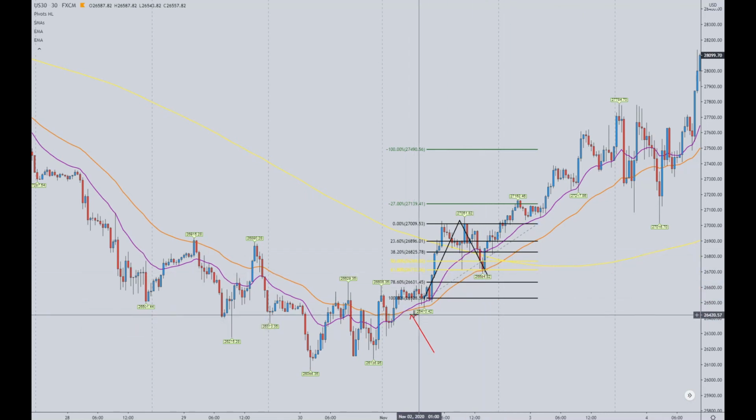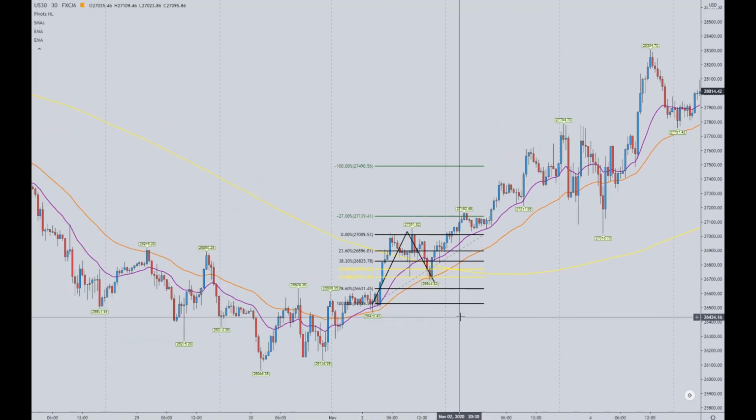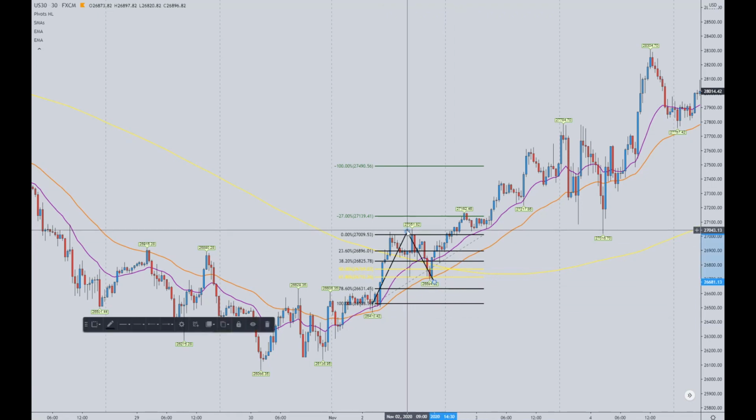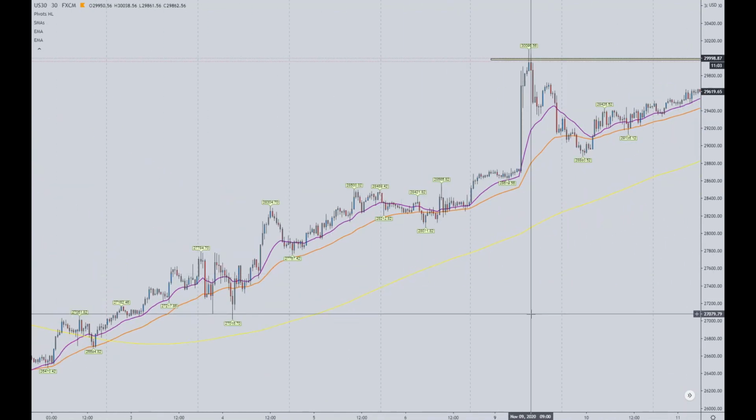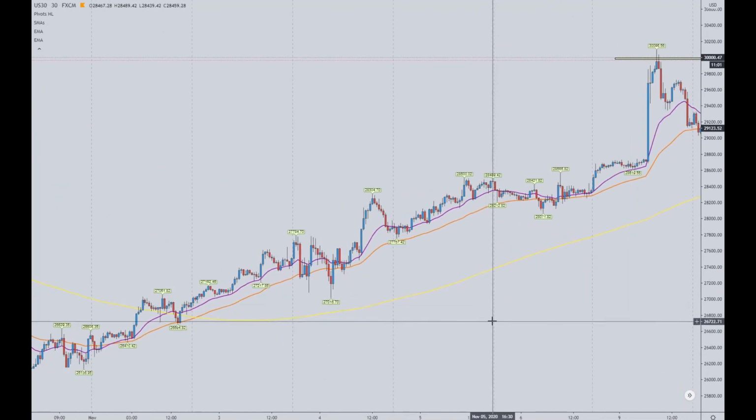That gave me another confirmation. So I have three different confirmations: a bullish candlestick pattern, the Fibonacci retracement, and the price respecting the EMA. That's how I take my Fibonacci trades, and that gives you a high win percentage if you have a lot of confirmations and know how to trade it right.